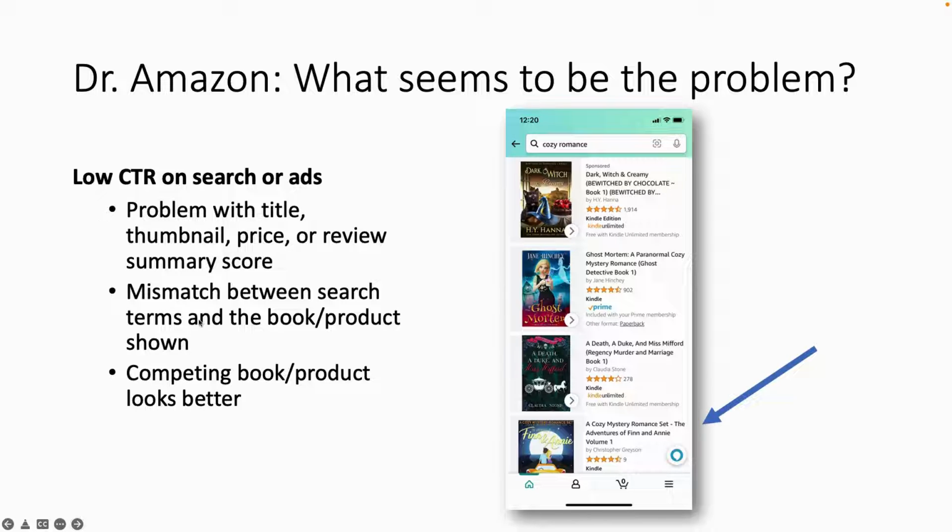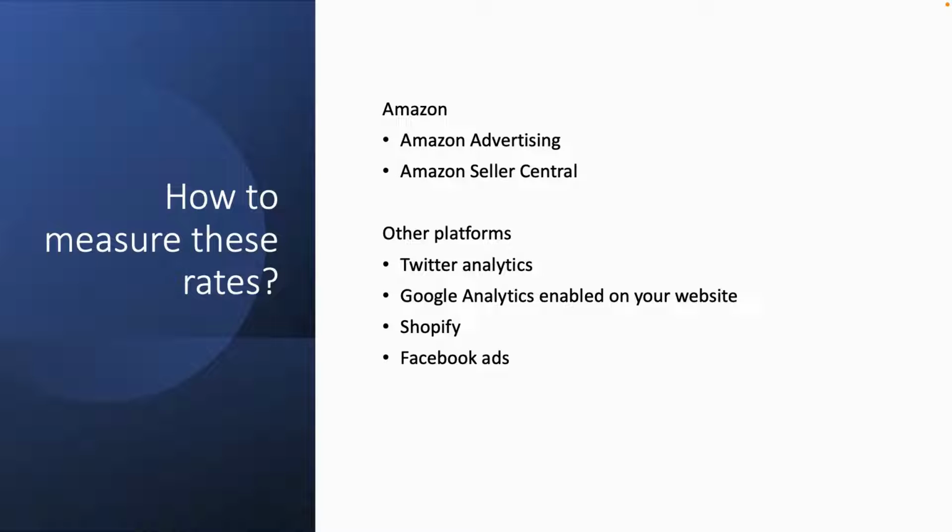The other thing is that there may be a mismatch between the search terms and the book or the product shown. As I was looking through these results, I was thinking that for Cozy Romance, this particular title looks like it's kind of a YA type of thing. So maybe that's another reason why some people won't click on it, because the people searching for this may be adults, and they're not so interested in a YA type of book. And then also, as I indicated before, sometimes the competing books or products look better, so they will have a higher click-through rate.